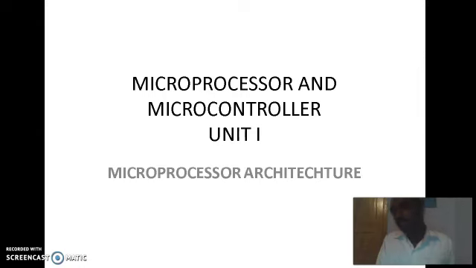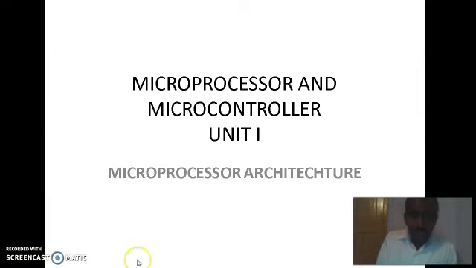Then another difference: a microprocessor is for general purpose applications. A microcontroller is for special purpose applications, because in a microcontroller special function registers are used, so it is used for special purpose applications. Okay. Next, unit 1, microprocessor, the basic microprocessor architecture.